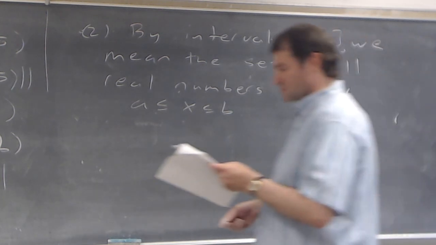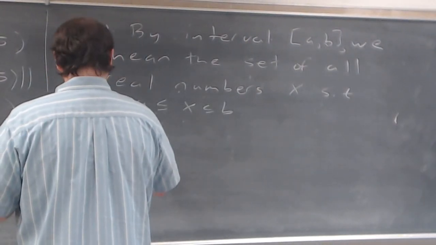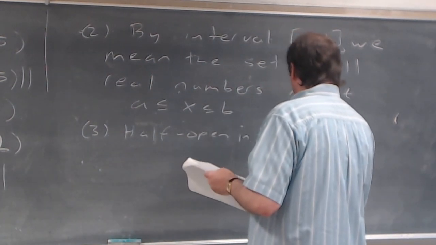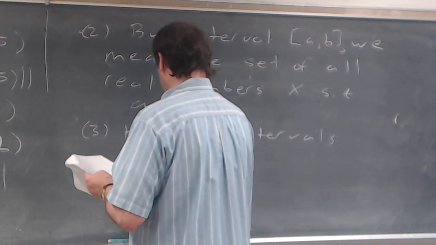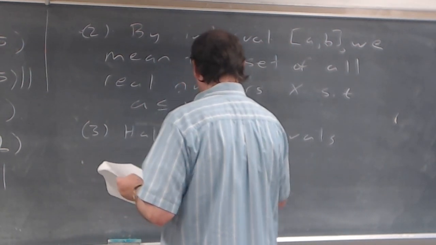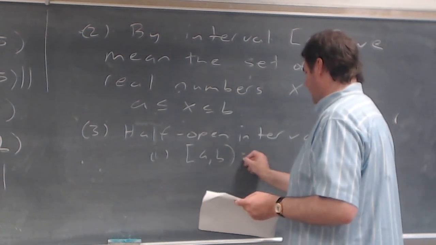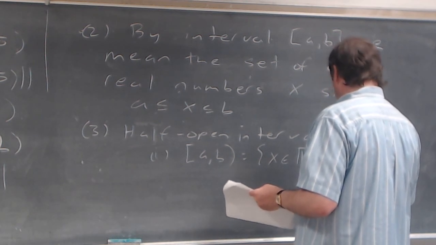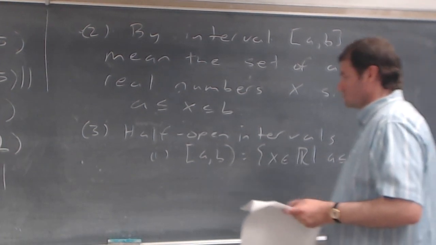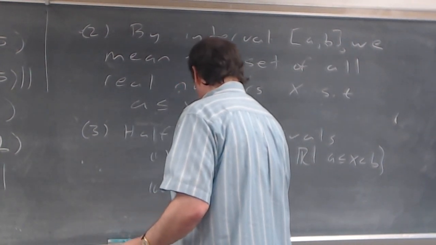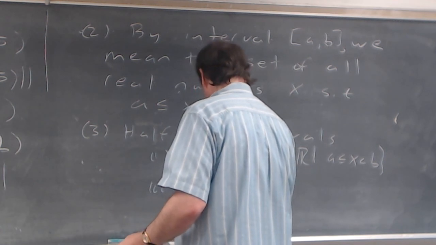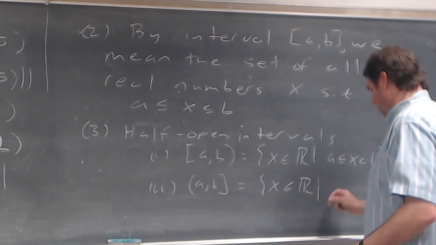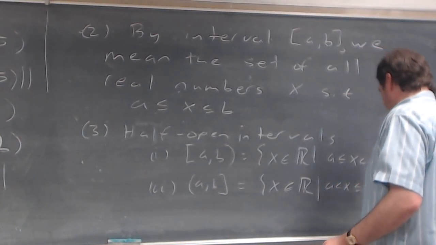Then we have something called half-open intervals. What we have here are two types. We have [a, b) with a bracket about a and a parenthesis about b. What we mean here is the set of x in R such that a is less than or equal to x is less than b. And the second type is (a, b], with a parenthesis about a and a closed bracket about b, and that's the set of all real numbers x in R such that a is less than x, which is less than or equal to b.